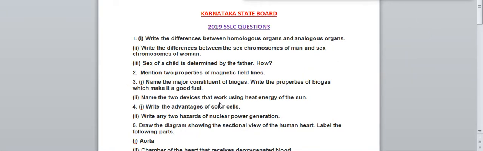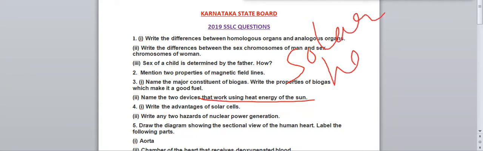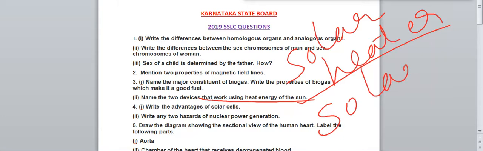The next question is, name the two devices that work using heat energy of the sun. This question is very easy. You can write solar heater, and you can write solar water heater. Solar cooker also you can write. Solar cooker, solar water heater also you can write.